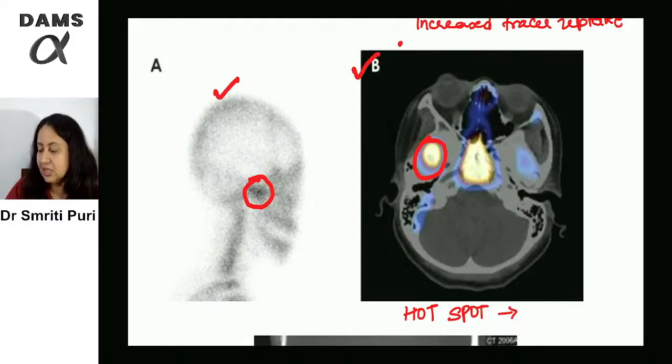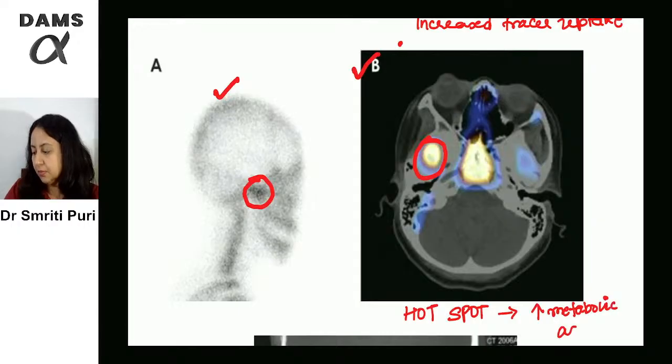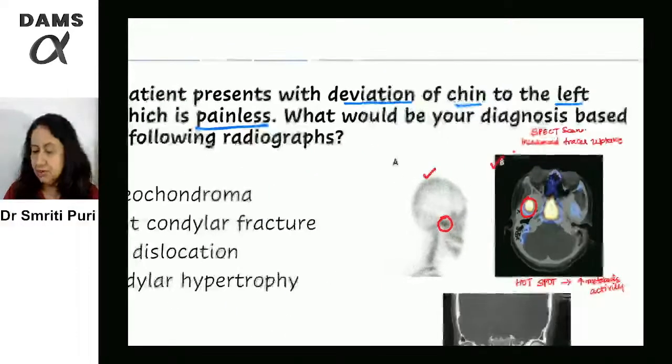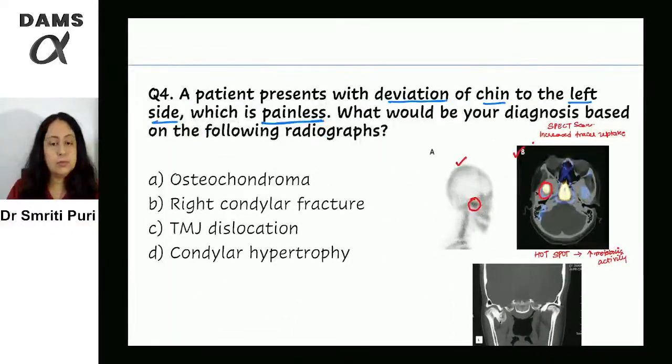This signifies increased metabolic activity, or it signifies active growth. Fine. Now let's rule out the options. Osteochondroma seems like a tumor, seems like a growth. It can be one of the answers.